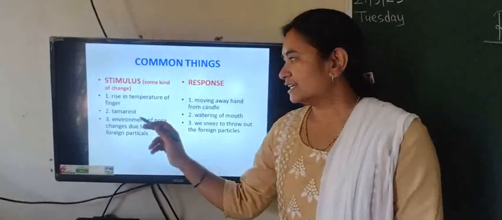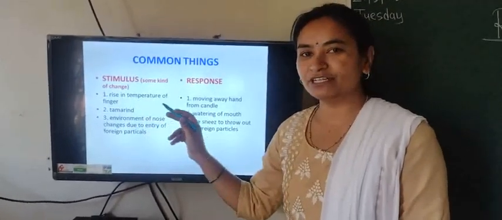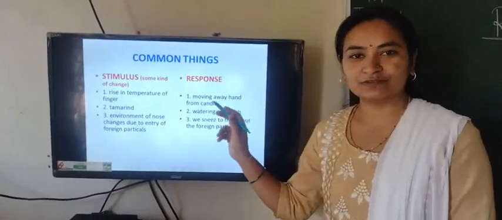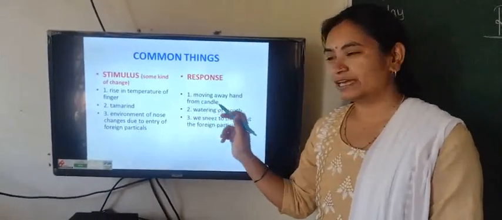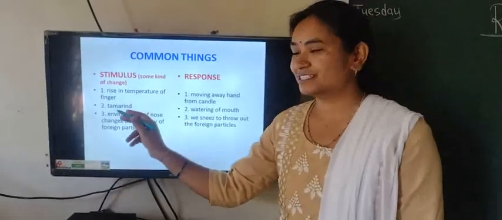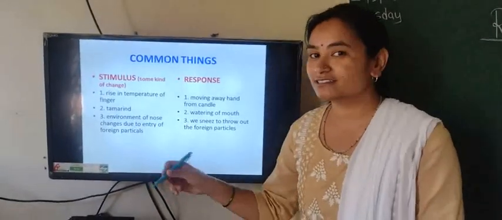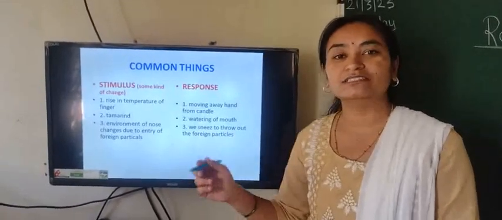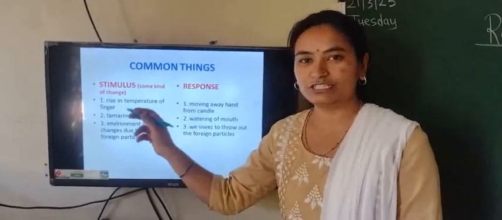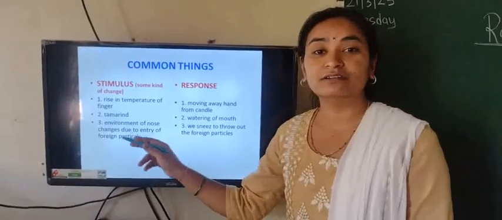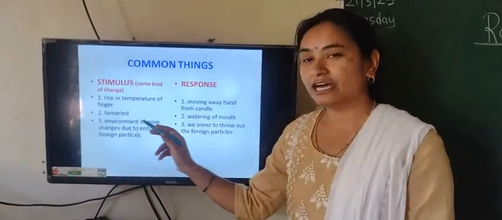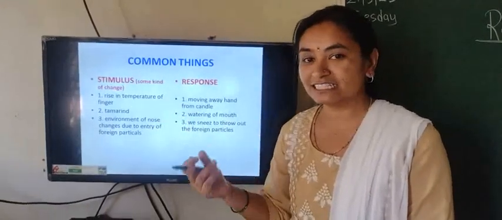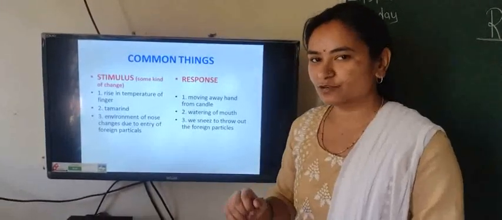In the first case, the rise in temperature of the finger is the stimulus and the response is moving the hand away from the candle. In the second case, the tamarind itself is the stimulus and watering of the mouth is the response given to the stimulus. Now in the third case, the change in the environment of the nose is the stimulus and sneezing is the response.